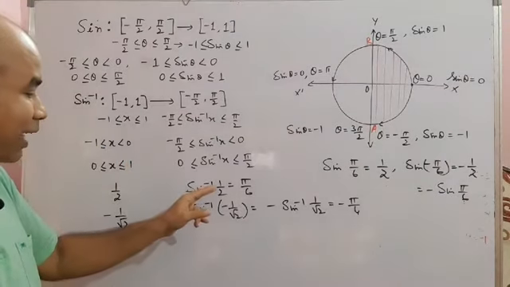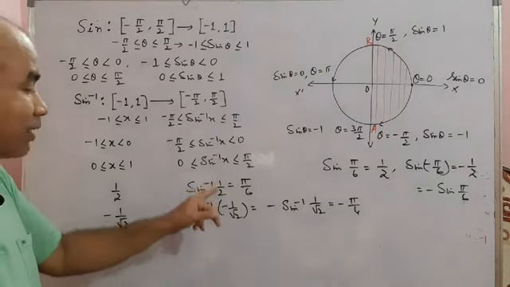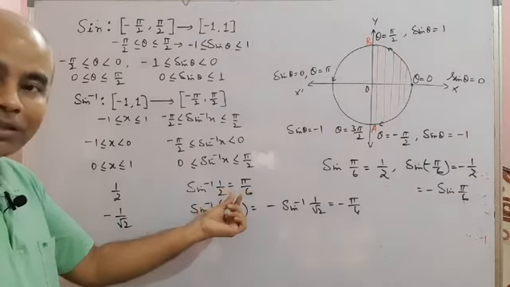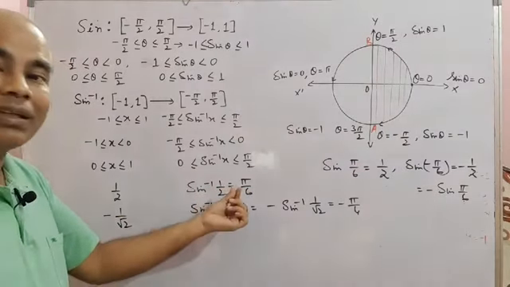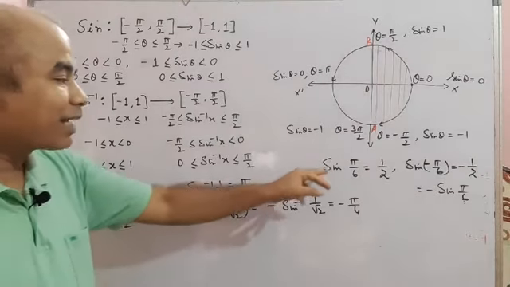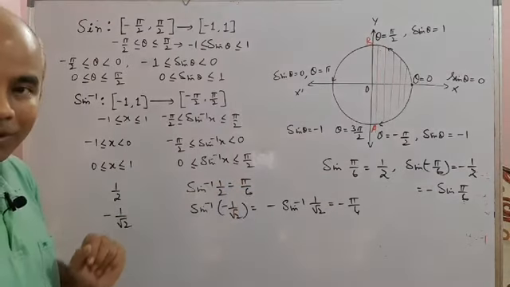Principal value of sin inverse 1 by 2 means the image of 1 by 2 in the function sin inverse, or simply you can say the angle theta such that sin of theta equals 1 by 2. So you know that sin of pi by 6 is 1 by 2, so sin inverse of 1 by 2 is the angle pi by 6.